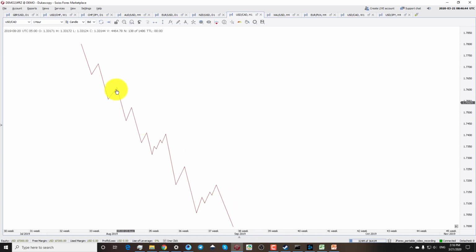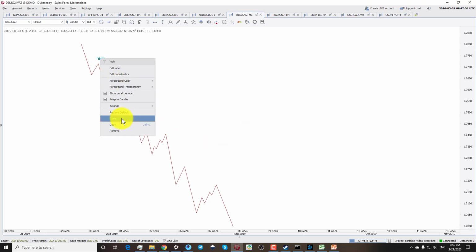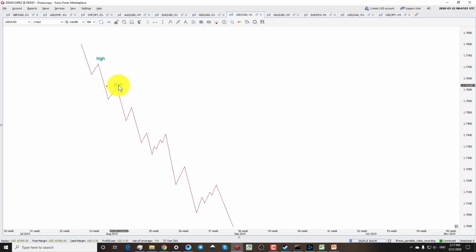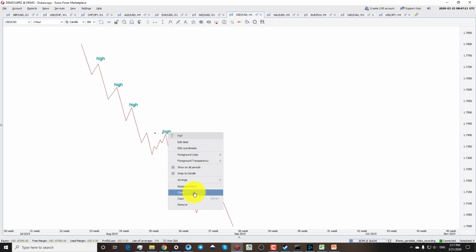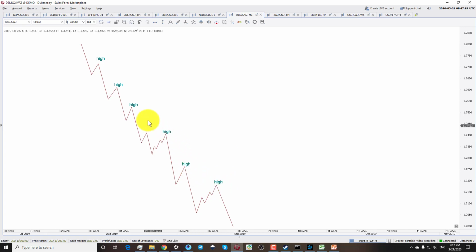Okay friends, I have given you a downtrend. It is an established downtrend because it has lower lows and lower highs. If I consider this as a high, then this is another high, and this is another high, this is another high, this is another high. So you see that the high has never crossed the previous high, so they are all lower highs.